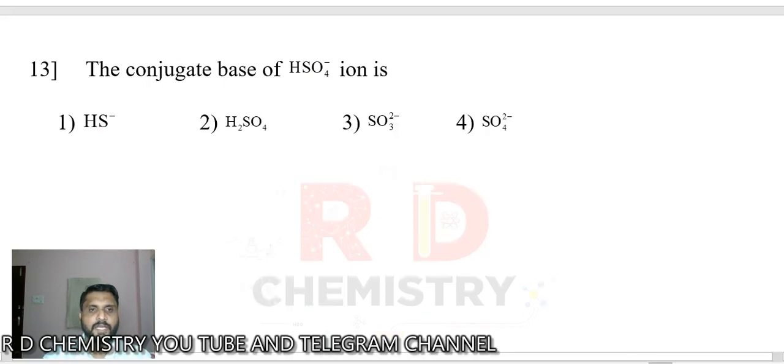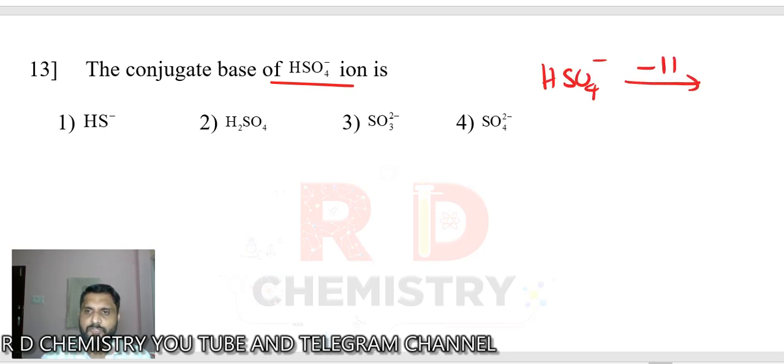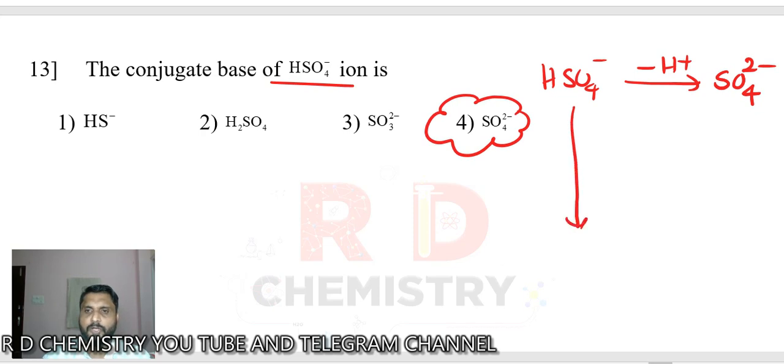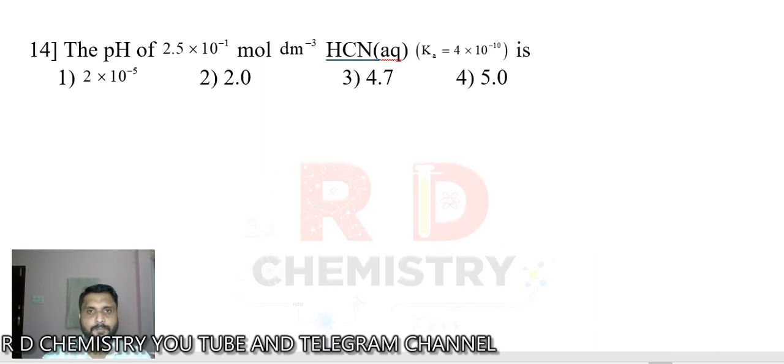Question number 13. Conjugate base of HSO4 minus ion is? For the conjugate base, what you have to do is remove H plus. When you remove H plus, it will be SO4. Since you have removed one H plus, one minus will remain, so the total is -2. So the answer is option number 4. Suppose you want to find the conjugate acid of this one, add H plus. So it will be sulfuric acid, H2SO4. Okay, right?